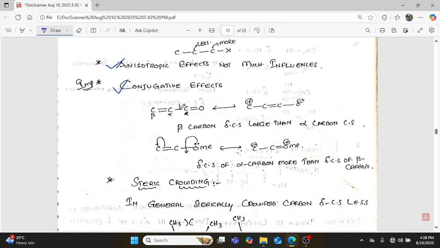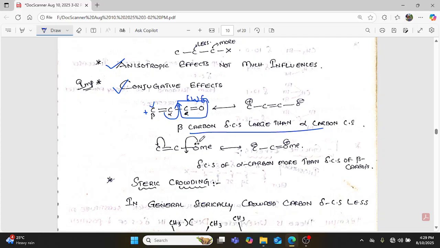Conjugation can also affect the chemical shift. Suppose a double bond is attached to an electron withdrawing group, what is happening? See this, these pi bonding electrons are moving like this, or not? That's why the beta carbon is getting the positive charge. Positive charge means electron deficiency. That's why the beta chemical shift values are higher.